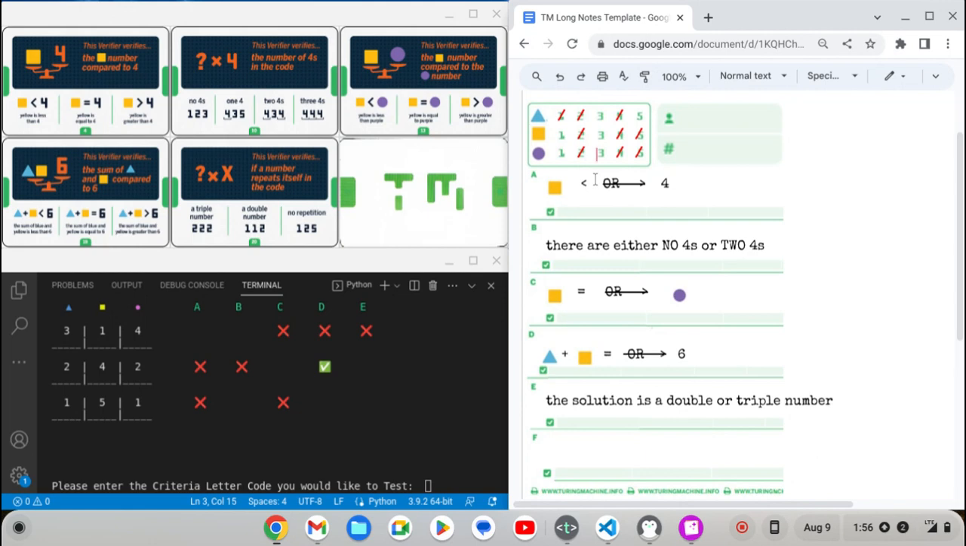And I don't think triangle can be 3, because if it were 3, well, again, I'm under the impression that it's not going to be a triple number. So it can't be triangle 3, because that would force square to be 3, which would then force circle to be 3. And I'm under the impression that it's not a triple number. So the only thing that's left is 511.